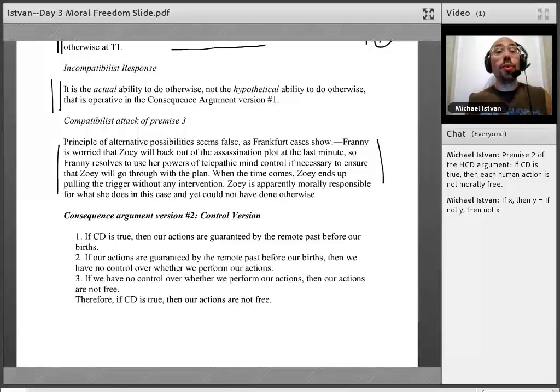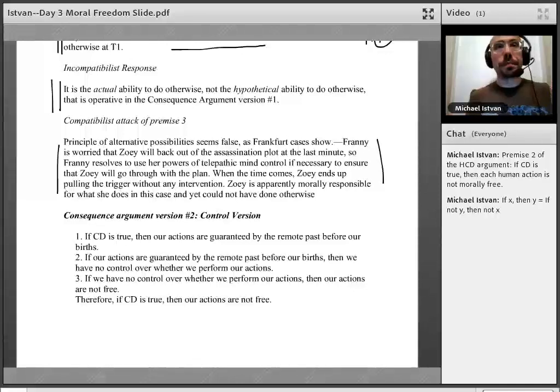What I'm going to do is bypass the whole discussion by going to consequence argument version 2, which doesn't even rely on this much maligned and much supported, contentious principle, the principle of alternative possibilities. The control version doesn't rely on it at all. So I want to turn to that right now. I think that gives me an out, so I don't have to discuss in more detail than I already did how that Frankfurt debate could unfold. So let's turn to it.